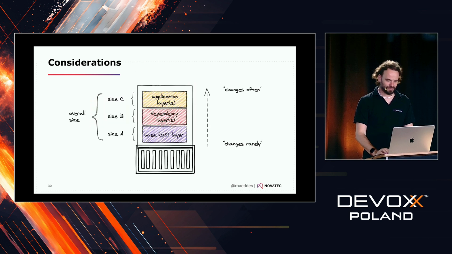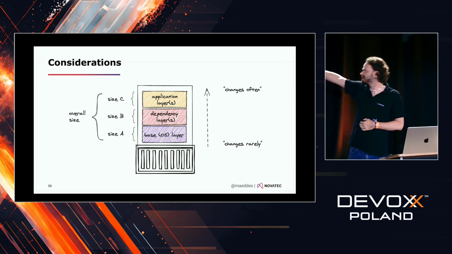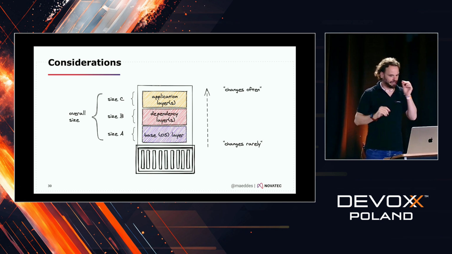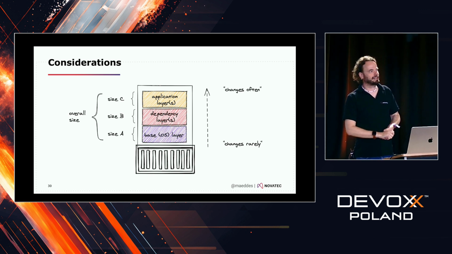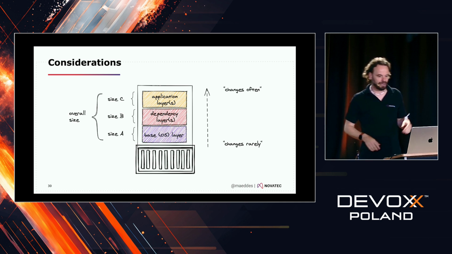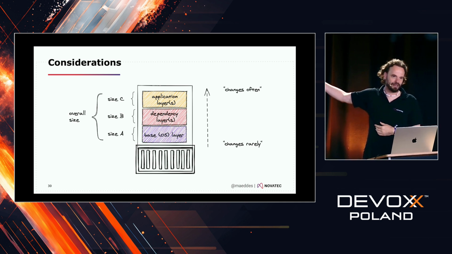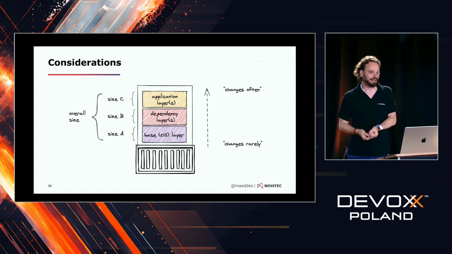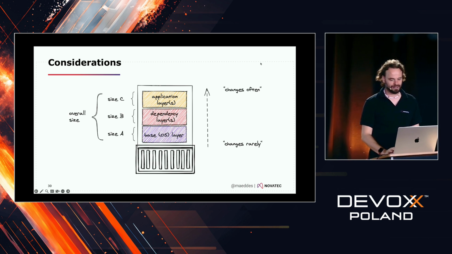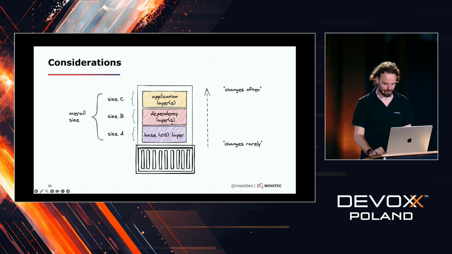So many people try to optimize on the base OS layer and squeeze things out there, which in my opinion doesn't make a whole lot of sense, because this layer will be downloaded by the container daemon only once and then be cached. So it's more that the things that change on the top can be optimized.